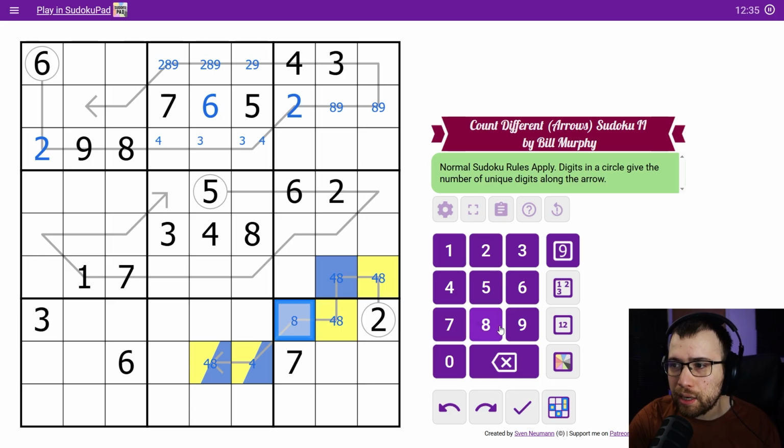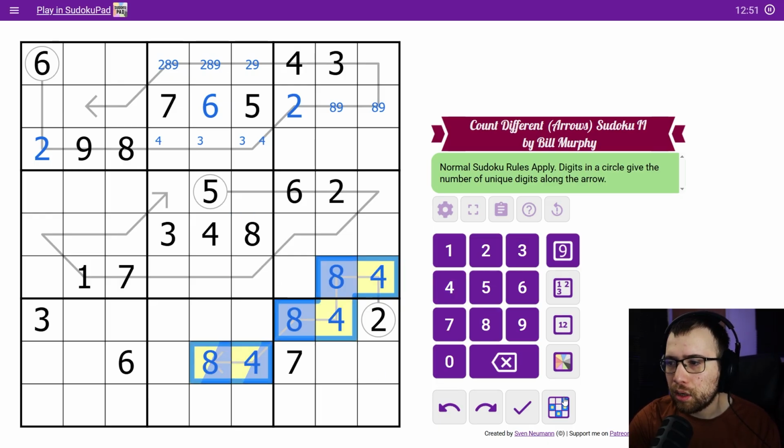Which means now that this one has to be an 8, so the blue one's an 8. And that means that we're down to 4-8 there. Okay. Wait, this is a 4. Oh, cool, because we have an 8 seeing this one.